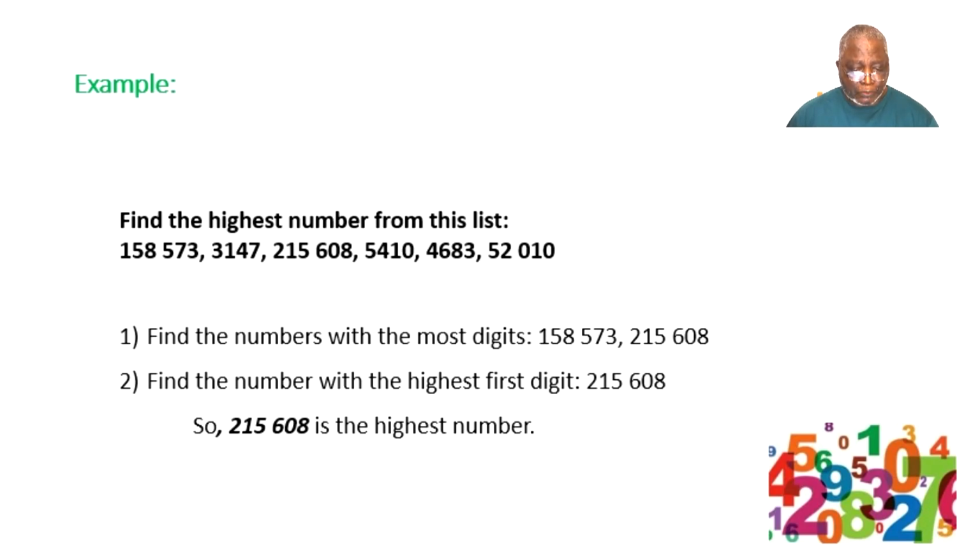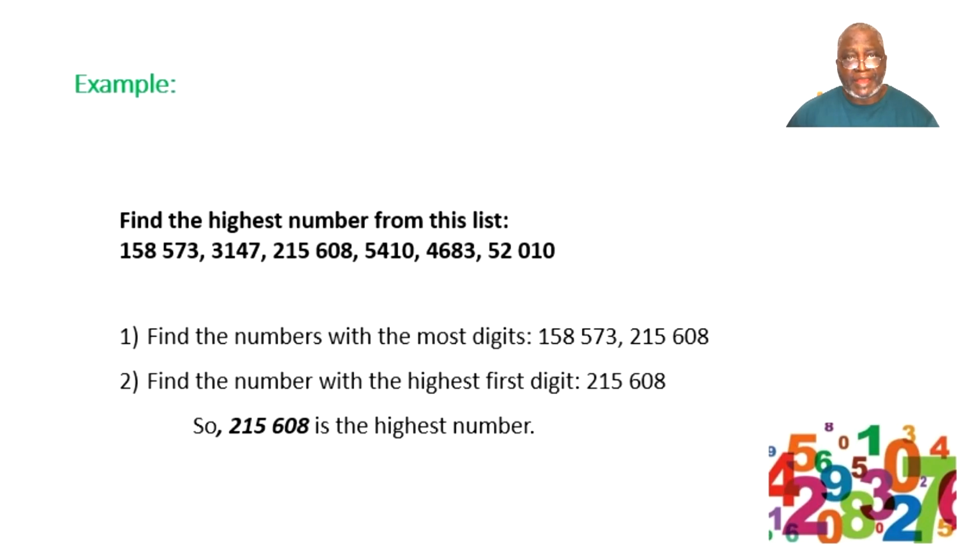You find the numbers with the most digits. So in this case, 6 digits. So you have 158,573 and 215,608. Among those, because you're looking for the highest number, 215,608 would be the one you will select. And that is the highest because the other numbers are less. They are either 5 digits or 4 digits as the case might be. So 215,608 is the highest number.